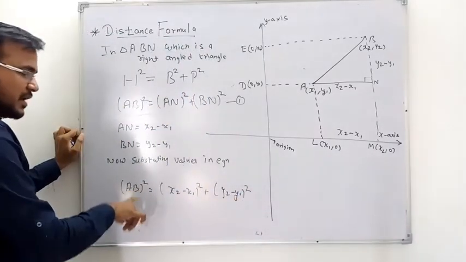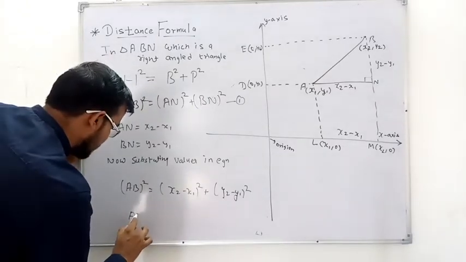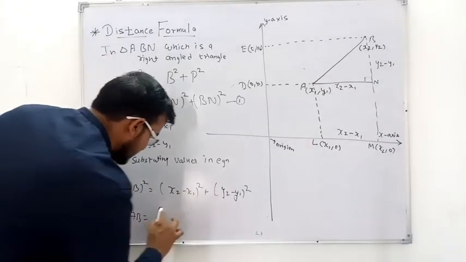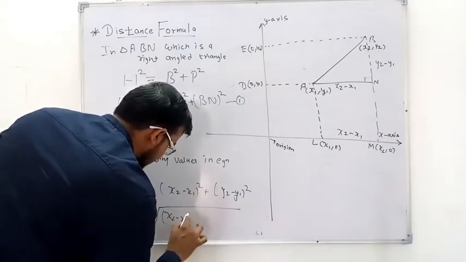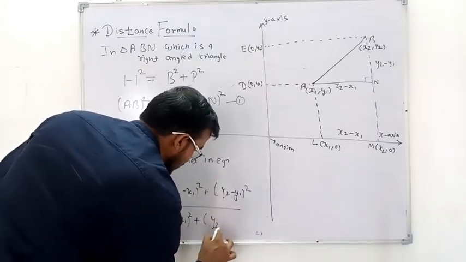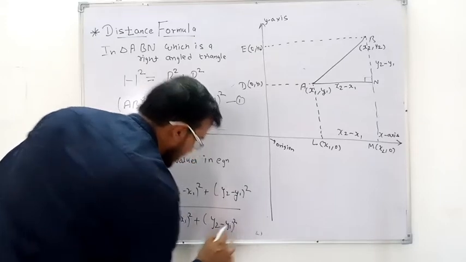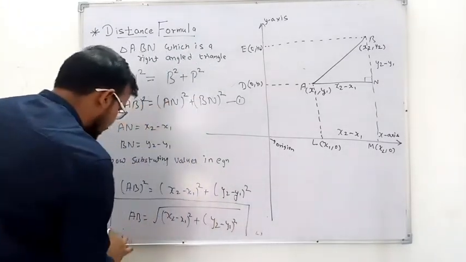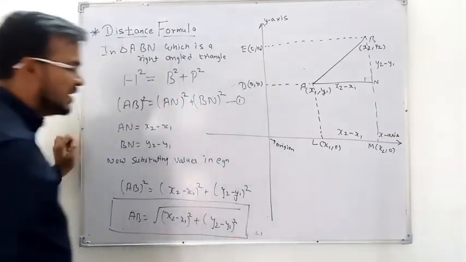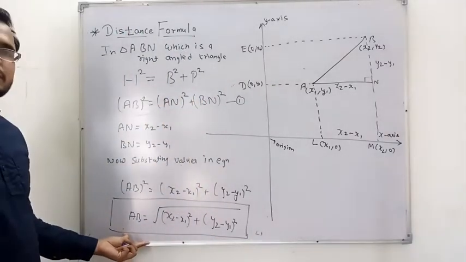To remove this square, we take the root on both sides. So here it is AB, and on this side it is the square root of (x2 minus x1) square plus (y2 minus y1) square. And this is our required distance formula.